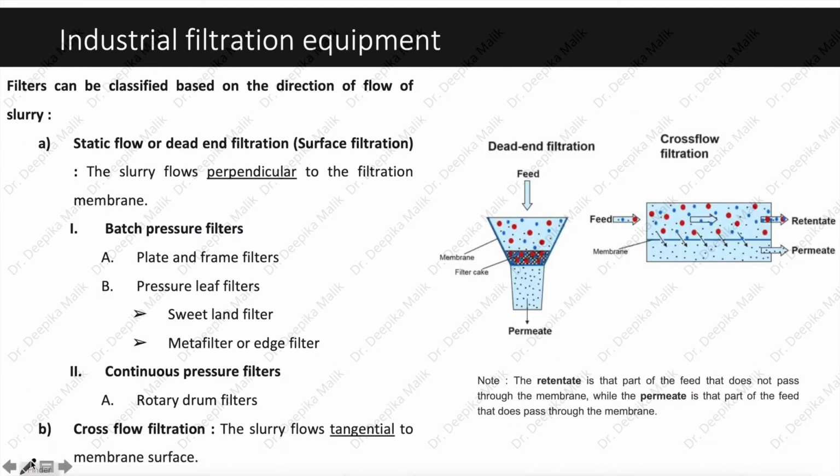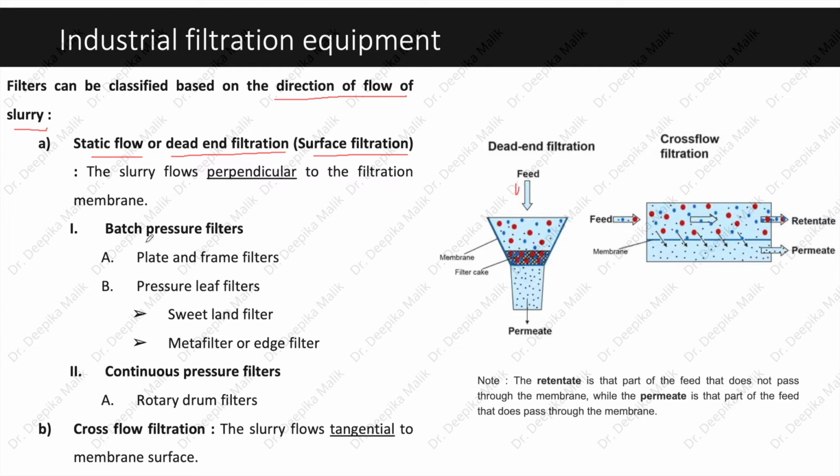Now we'll discuss the industrial filtration equipments, that is the filters that are used at industrial level. Filters can be classified based on the direction of flow of slurry. First type is the static flow or dead end filtration, which is also known as surface filtration. Here, the slurry flows perpendicular to the filtration membrane, as you can see in the diagram.